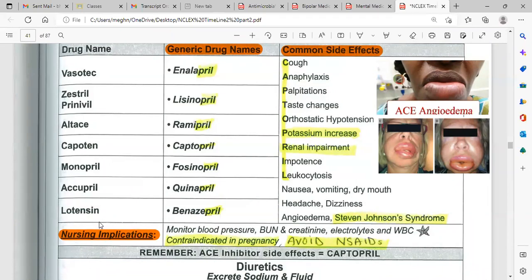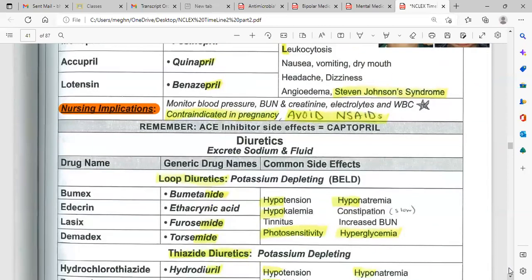So what is the nursing implementation, or nursing note? We need to monitor the blood pressure. We need to monitor BUN, blood urea nitrogen, and creatinine. Also electrolytes and WBC count. Now another question for the NCLEX board: contraindication in pregnancy, so important.